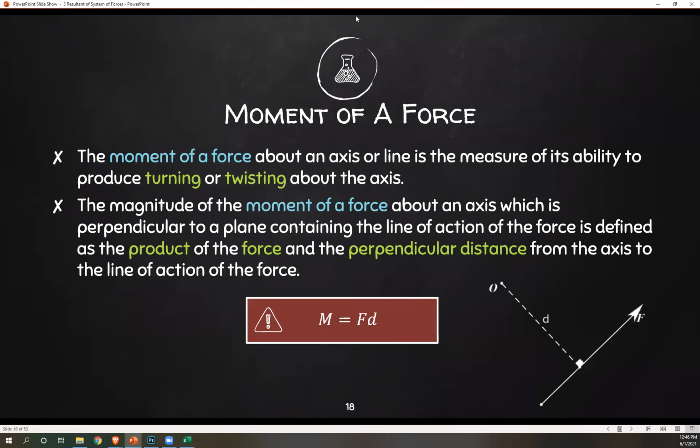In terms of equation, the magnitude of the moment of a force about an axis, which is perpendicular to a plane containing the line of action of the force, is defined as the product of the force and the perpendicular distance from the axis to the line of action of your force. Okay, for example, we have a force here. We want to take the moment about point O. So the equation there is force times perpendicular distance to point O. So F times d. So that's how our equation for moment came to be. Simply force times perpendicular distance.